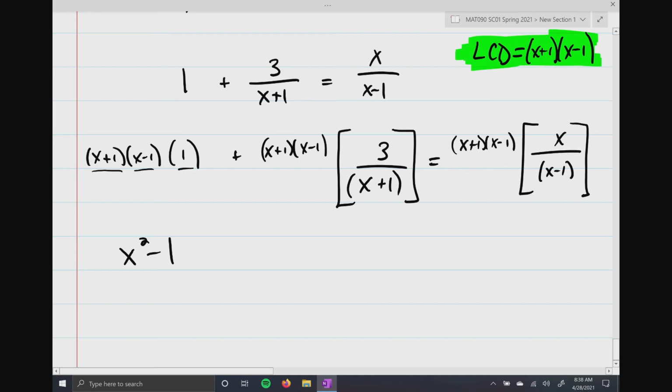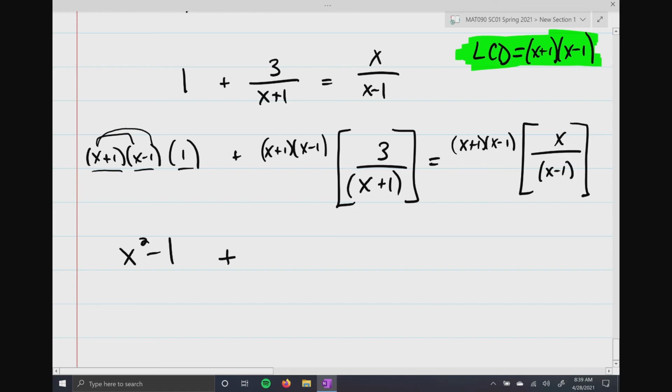Even if you went through and actually multiplied it, x times x is x squared. x times negative 1 is negative x, plus x, minus 1. And you group your middle terms, you get x squared minus 1. There's no excuse. You've got to know how to do that problem, whether you recognize it as difference of squares or you just multiply it out. But regardless, we know how to do that already.